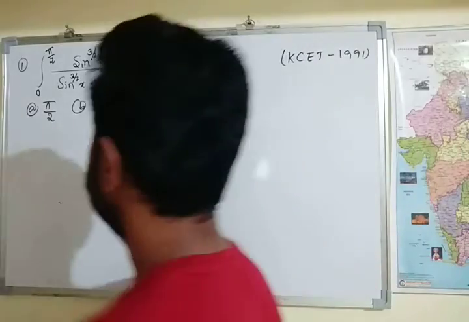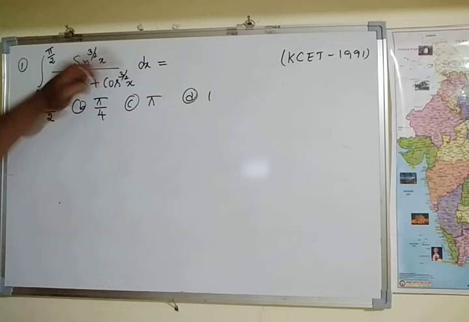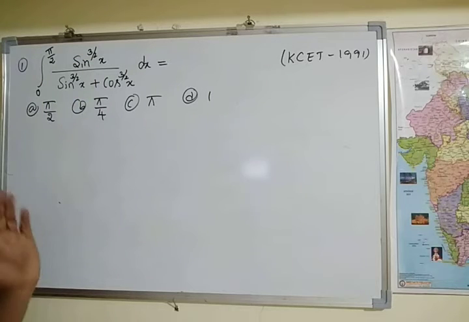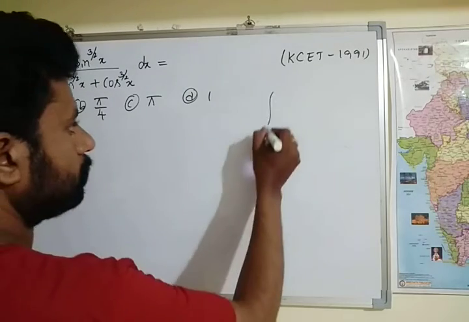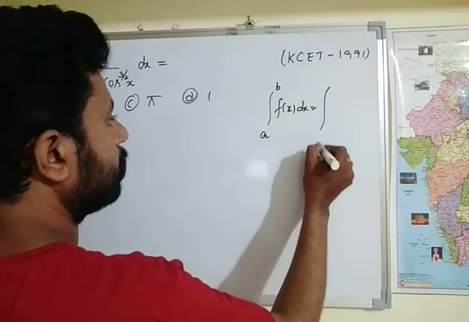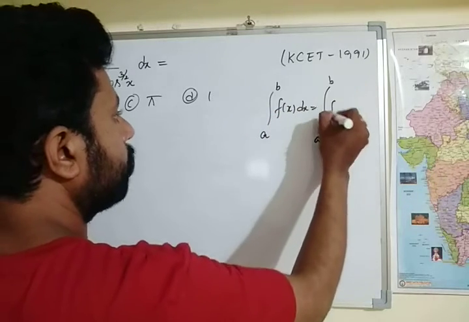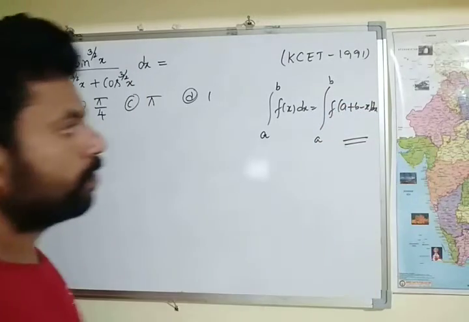See, first one: integral from 0 to pi by 2 of sine to the power 3 by 2 x divided by sine to the power 3 by 2 x plus cos to the power 3 by 2 x, dx. Here we have the property: integral of a to b f of x dx is equal to integral of a to b f of a plus b minus x dx. We know this property.